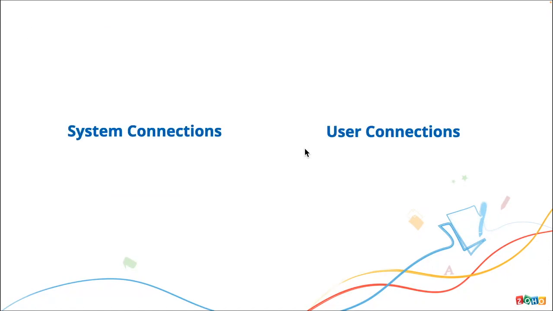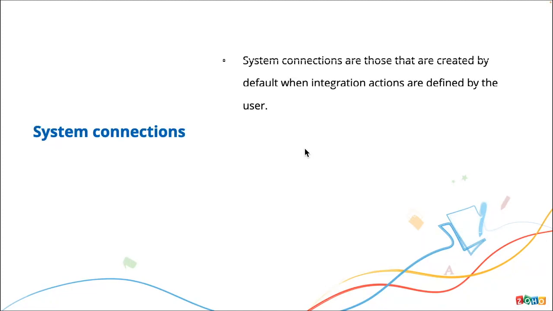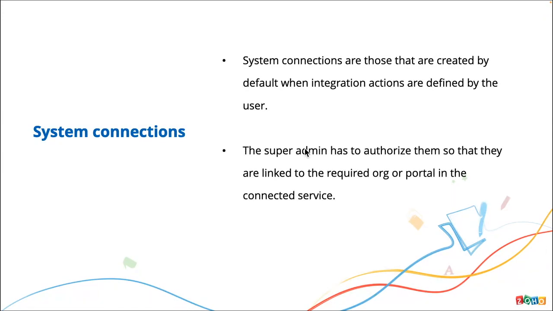There are two types of connections. One is system connections and the other one is user connections. As the name suggests, system connections are a set of connections that get created by default when we try to define or perform an integration action from the user end. Even though this gets created by default, there's a small authorization process involved, which has to be authorized by the super admin.